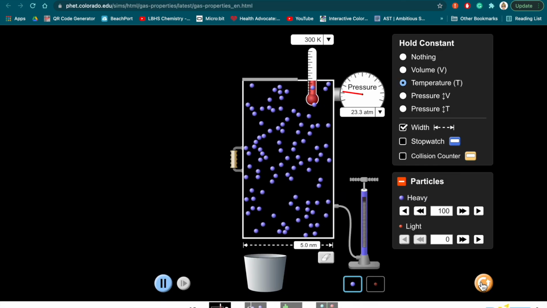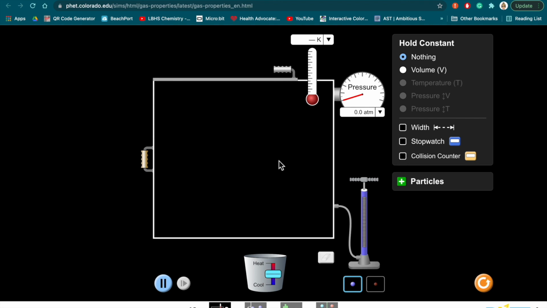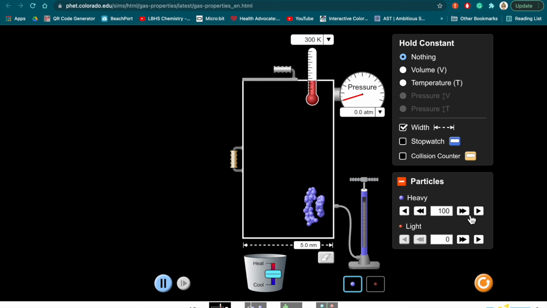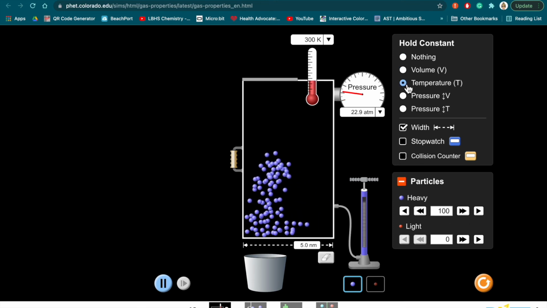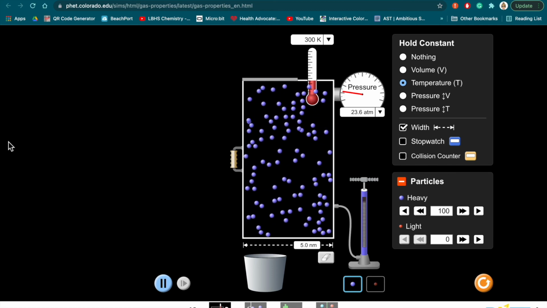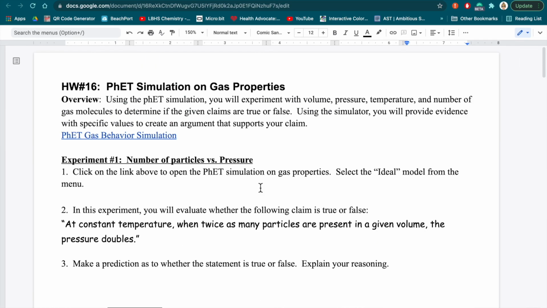So for each experiment, make sure you reset. And for the last experiment, make sure that you make it small first. Start with the smallest width that you can. Add your 100 heavy particles, hold your temperature constant, and then you can start doing your experiment. You can just move it out, and out. Okay, see what you can find out.